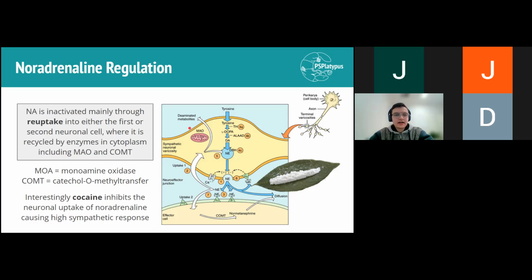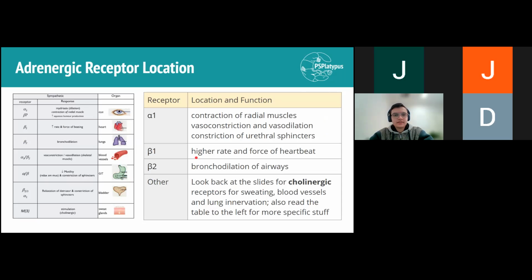The cool thing is cocaine. If you think about the effects on someone who takes too much cocaine, it's because it inhibits the reuptake of noradrenaline, which means that we have too much noradrenaline, which causes an increased sympathetic response, like, sorry, not pinpoint, dilated pupils and all the things we've discussed before. Okay, now very quickly, again, in your workshop, you will find this table. It's very, very useful.